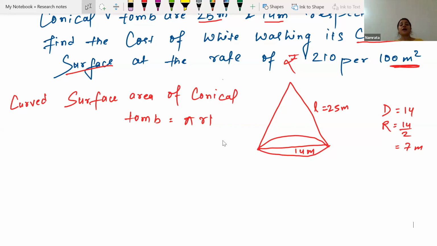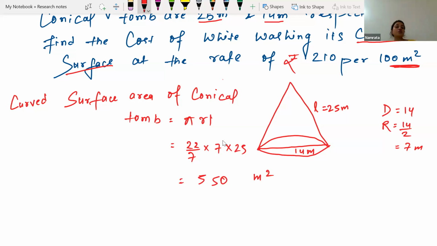Similarly, here the price of 100 meter square is given. We have to find the price of 1 meter square. Then only we will be able to find the total price of whatever our curved surface area is. Let's calculate it. So pi is 22 over 7, R is 7 only, L is 25. Can anybody tell me, after doing the whole calculation, what exactly we will get in meter square? Take your time, do the calculation, and let me know. 550. Yes, the answer is 550. We got our curved surface area as 550 meter square.